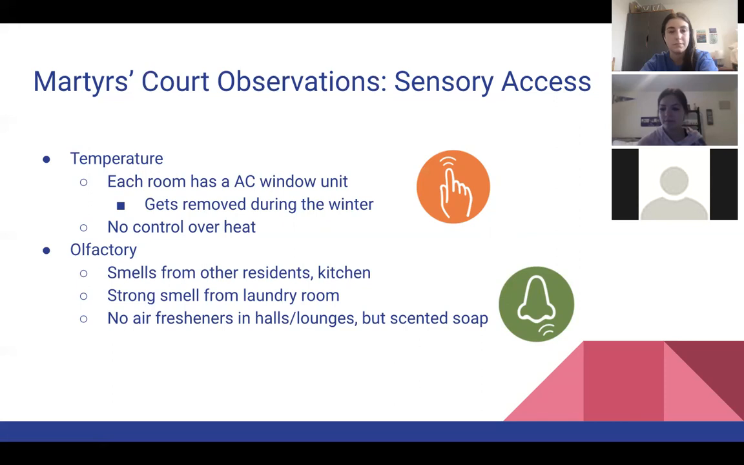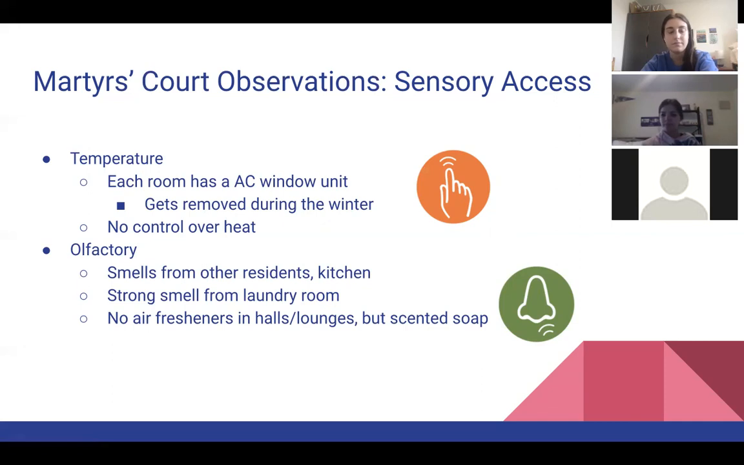And then lastly, the olfactory components. There were several challenges, again, given that it was a community building. So there are a lot of strong smells coming from other residents, like in their rooms. There could be perfumes or other scents that are coming from there. And then also the kitchens and kitchenettes, they give off a lot of strong smells.